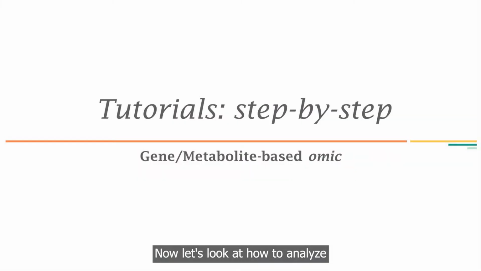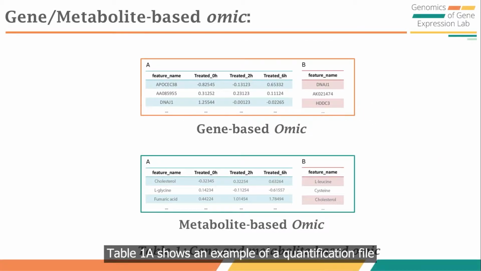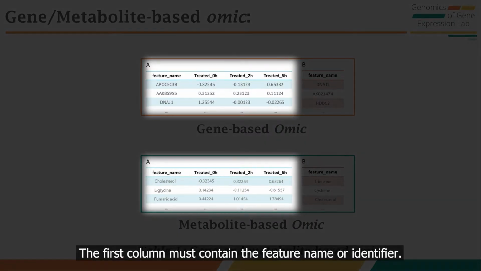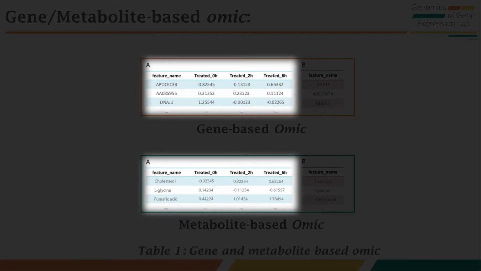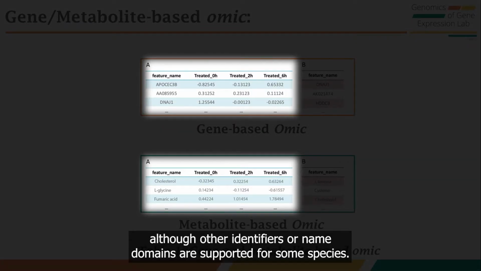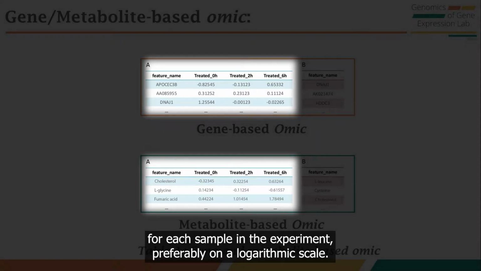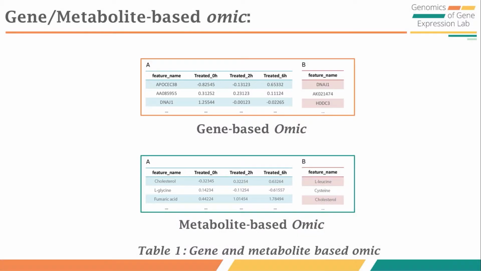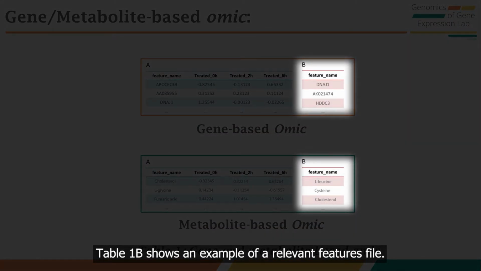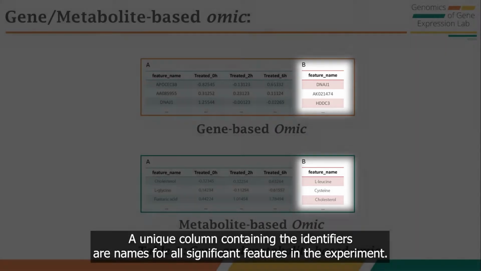Now, let's look at how to analyze gene or metabolite-based datasets. Table 1A shows an example of a quantification file for gene and metabolite-based omic datasets. The first column must contain the feature name or identifier. Generally, PaintOmics accepts Entrez gene IDs as feature identifiers, although other identifiers or name domains are supported for some species. The remaining columns contain the quantification values for each sample in the experiment, preferably on a logarithmic scale. Table 1B shows an example of a relevant features file, a unique column containing the identifiers or names for all significant features in the experiment.